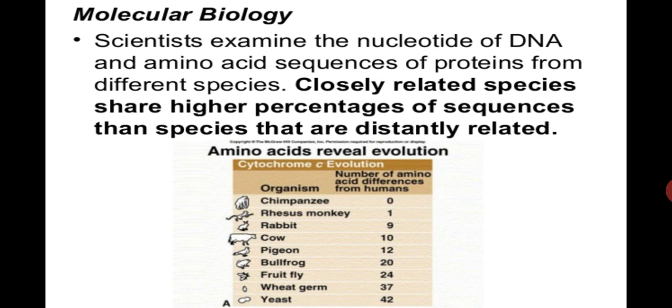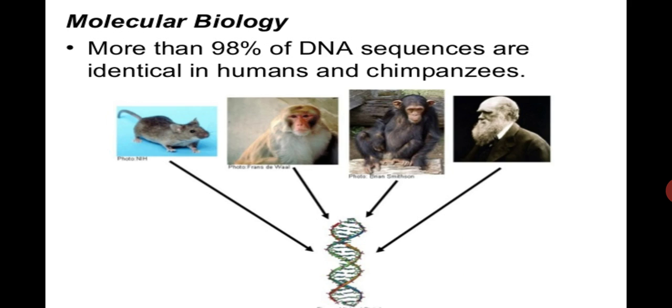The next evidence is given from molecular biology, where scientists examine the nucleotides of DNA and the amino acid sequences of proteins from different species. Closely related species share higher percentages of the sequences than species that are distantly related. And another evidence from molecular biology is that more than 98% of the DNA sequences are identical in humans and chimpanzees.